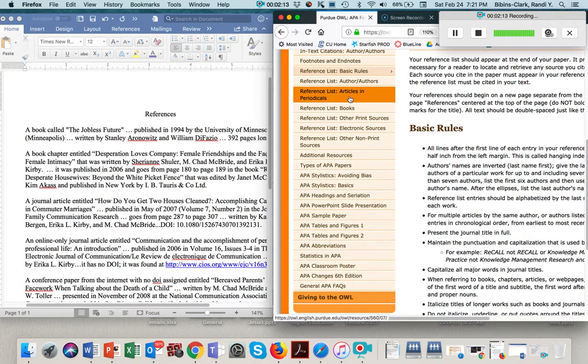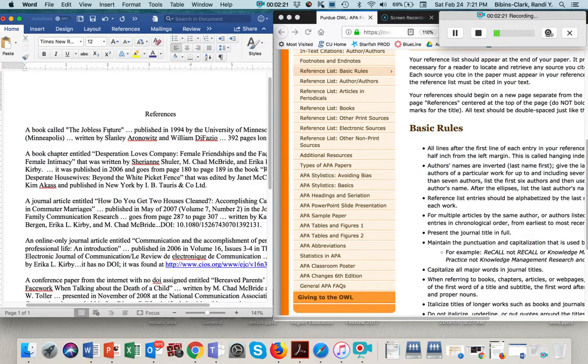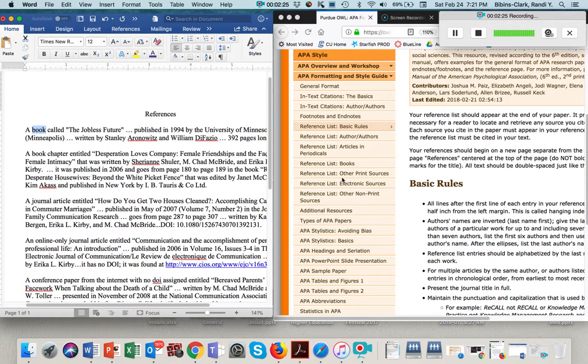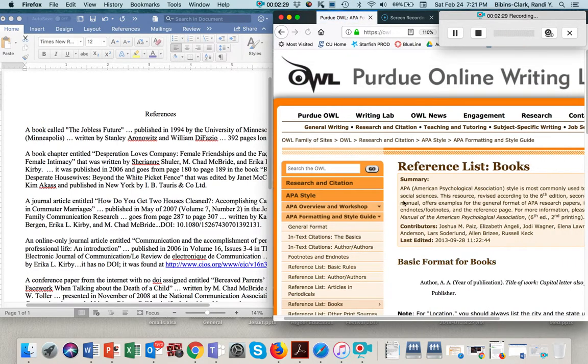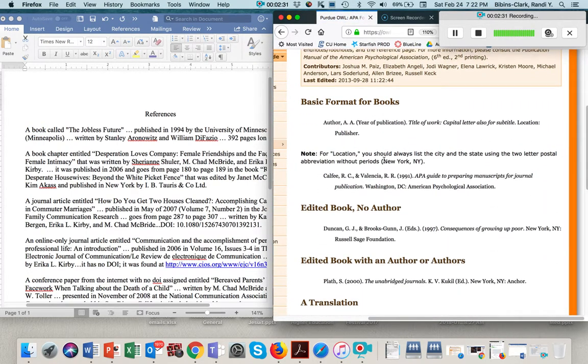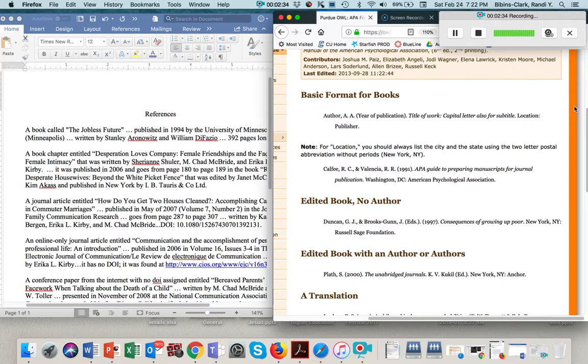The first thing that you have to know is what kind of source it is. So, is it a book? Is it an article? Is it a conference paper? Whatever. This is a book called The Jobless Future. So, it is a book. I'm going to go to my reference list and I'm going to look for reference list books. This gives me an example. This tells me step by step what I need to do, and this gives me an actual example of what that looks like in practice.